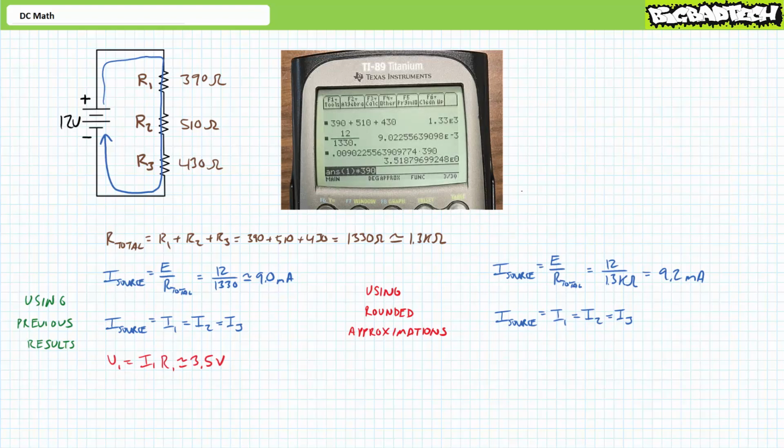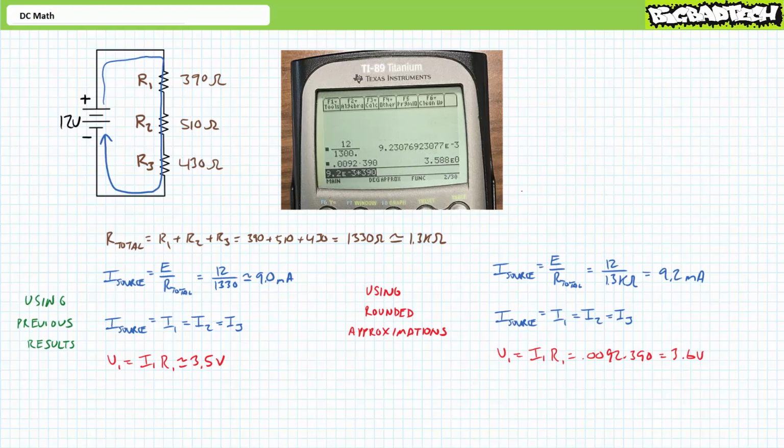Step 3. Solve for voltage drop across individual elements. The voltage drop across an individual element in a series circuit measured in units of volts is current through that individual element in units of amps times resistance in units of ohms. V1 equals I1 times R1. We're again presented with another fork in the trail. We have a choice of using the accurate previous results or using the rounded approximation. Use the previous results. Walk up and grab the most accurate representation, i.e. the previous results for source current times 390. Press enter. This yields an answer of roughly 3.5 volts using proper engineering format rounded to the tens place. This is the correct answer.